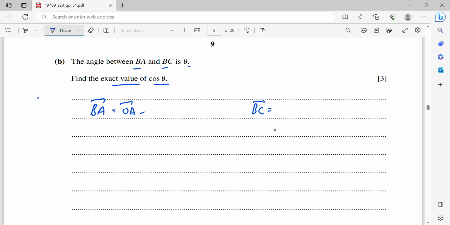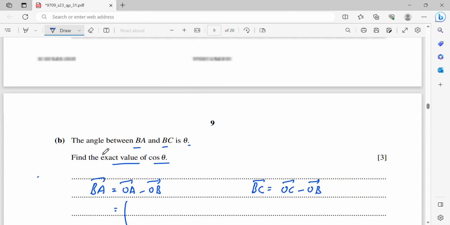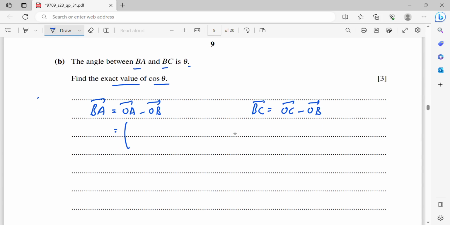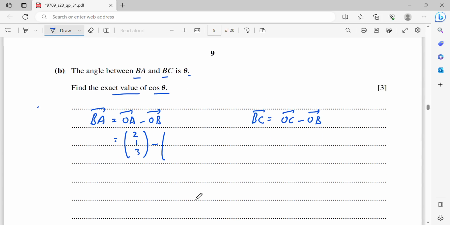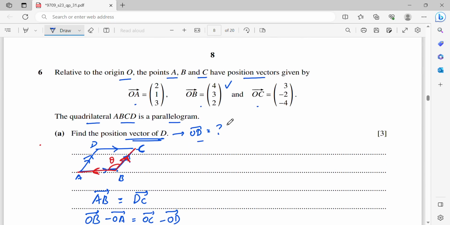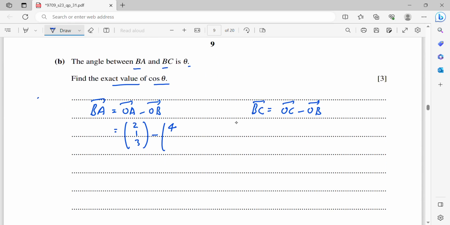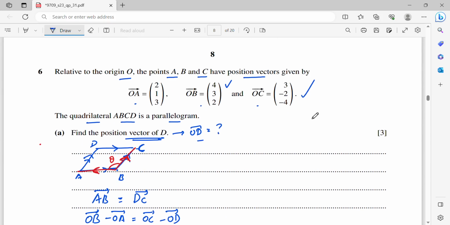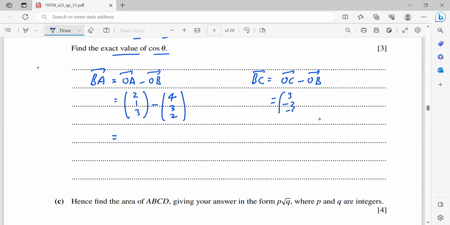So BA is OA minus OB. BC is OC minus OB. So now my OA, 2, 1, 3, minus OB, 4, 3, 2, okay, and then BC is OC minus OB. Where's my OC? 3, minus 2, minus 4. OB is 4, 3, 2. So here I will get 2 minus 4 is minus 2. 1 minus 3 is minus 2. The other one is 1. And then here is going to be 3 minus 4 is minus 1. Minus 2 minus 3 is minus 5. Minus 4 minus 2 is minus 6.